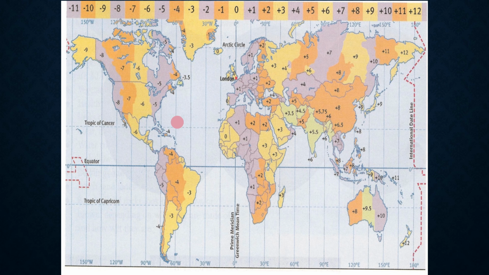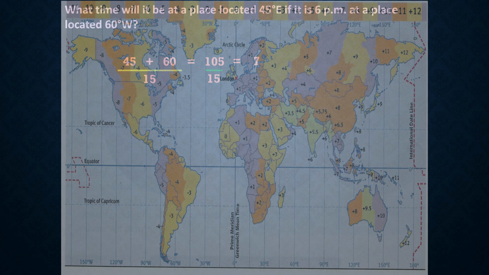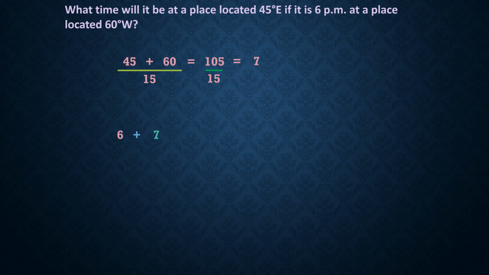Again, we go back to the chart. 60 degrees west, 45 degrees east, and our 45 degrees east, as we said a while ago, is located east of 60 degrees west. So therefore, we are going to add our 7 hours to the 6 p.m. So we end up with a time of 1 a.m. because we have jumped 7 hours ahead of 6 p.m., which is at 60 degrees west. So the time at 45 degrees east is approximately 1 a.m.